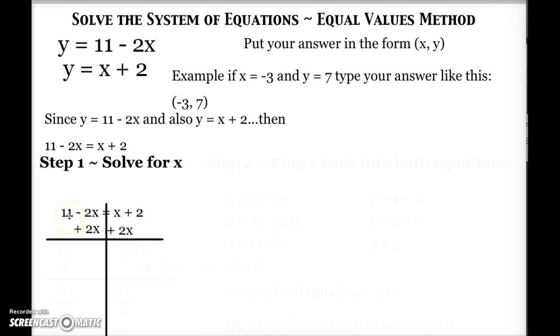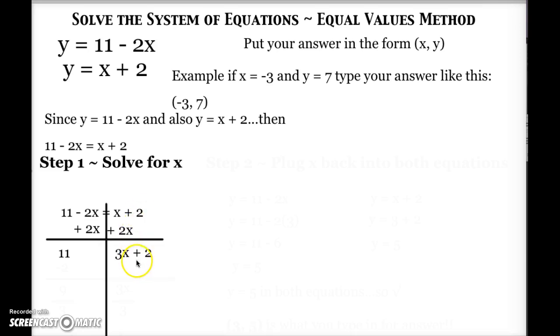On the left side of the equation, I have 11, and then I have a positive and a negative 2x. These positive and negative 2x's cancel each other out, so I'm just left with 11 on the left side. On the right side, I have x and 2x, so the x family is going to be 3x, and I still have a positive 2.